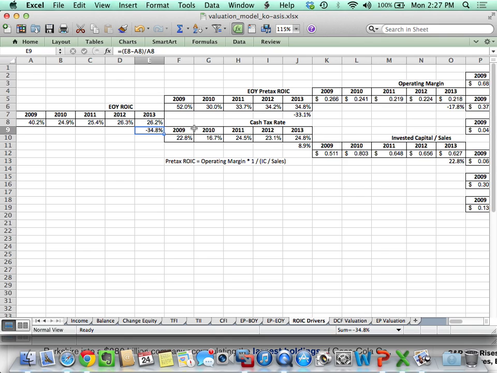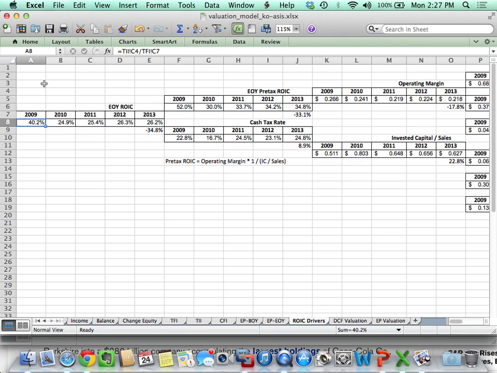So what we're really trying to understand is, as those 3 things change, how do they explain the change in ROIC? Looking at Coca Cola, in 2009, their after-tax end-of-year ROIC was 40.2%. In 2013, their after-tax ROIC fell to 26.2%, which means their ROIC fell by 34.8% over the last 5 years. So what we want to do is explain why. Why did their ROIC go down?